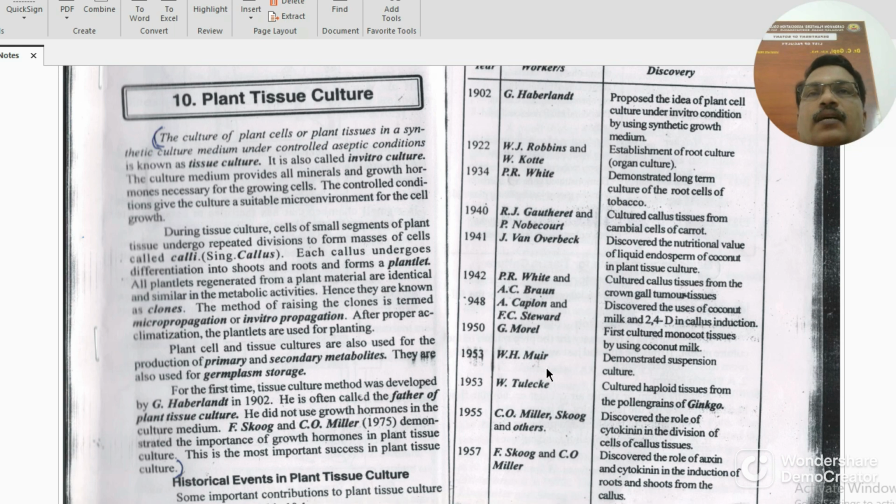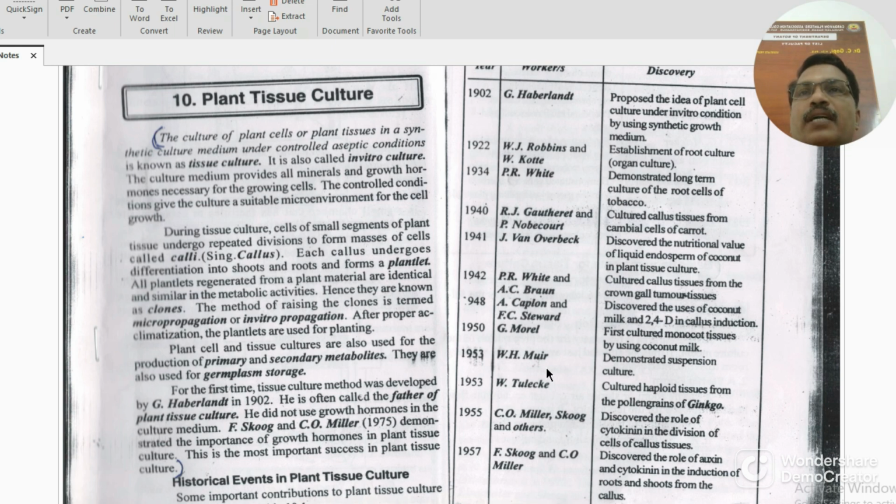Culture of plant cell and plant tissue in synthetic culture medium under controlled aseptic condition is known as tissue culture. Okay, do you understand this sentence? Culture of plant cell or tissue. Culture means cultivating a cell or tissue in a synthetic medium. What is it? Synthetic medium is nothing but a composition of various nutrients in which the plant adapts and grows. So that is the synthetic medium.